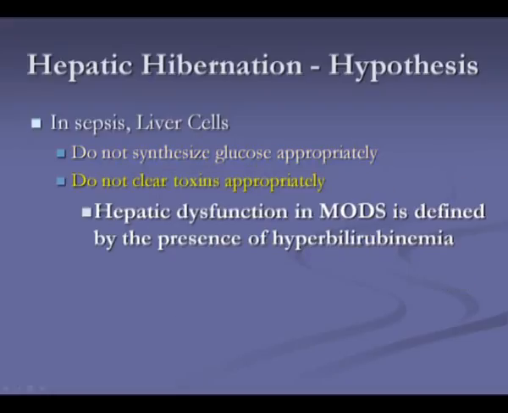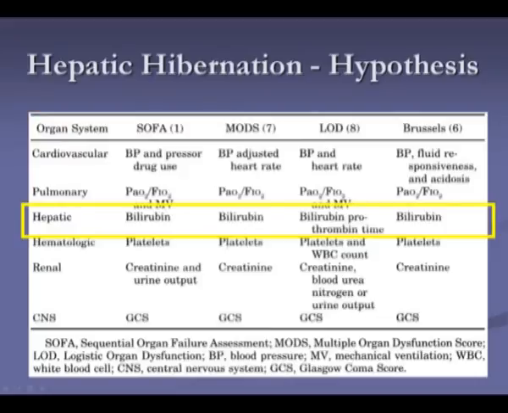hyperglycemic. Clearing toxins appropriately. Well, again, an endogenous toxin, bilirubin. The defining characteristic of hepatic dysfunction in sepsis, the way we define the disorder, is the presence of hyperbilirubinemia, inability to clear an endogenous toxin. And here you can see it in one of the descriptions of the MOD syndrome, where bilirubin and perhaps synthetic function, the prothrombin time, are characteristics.